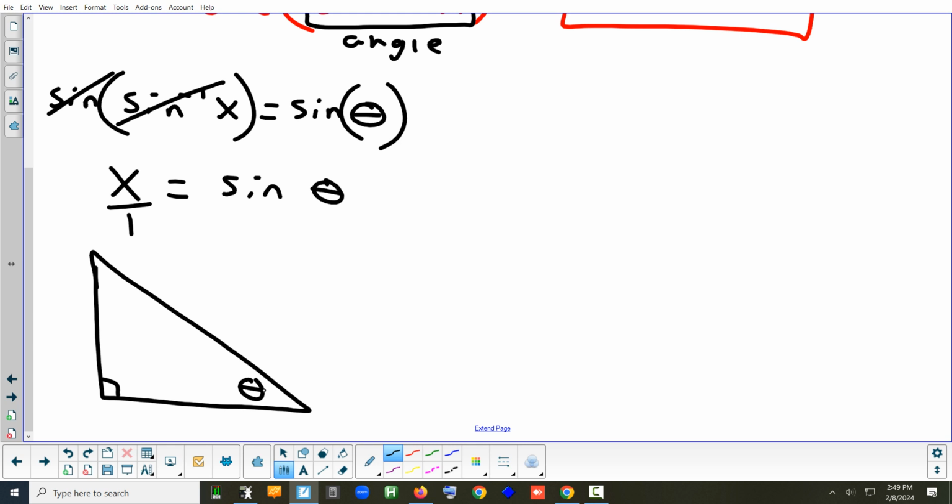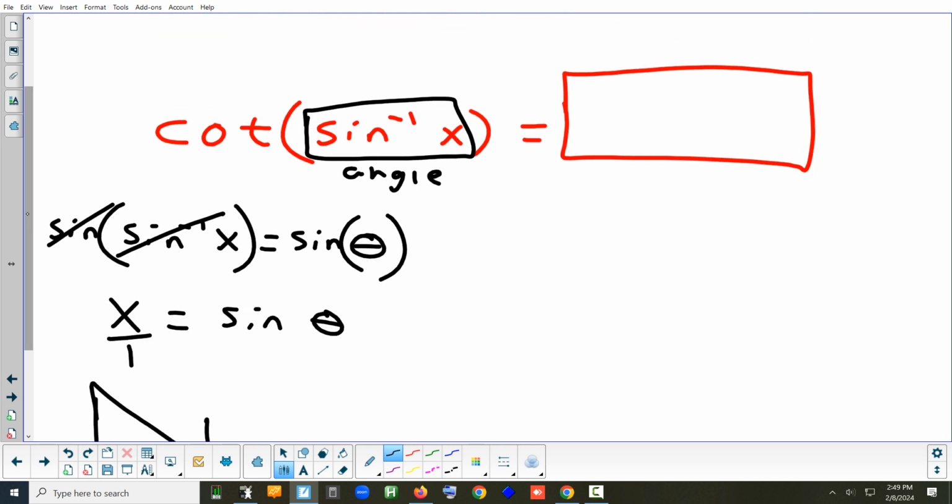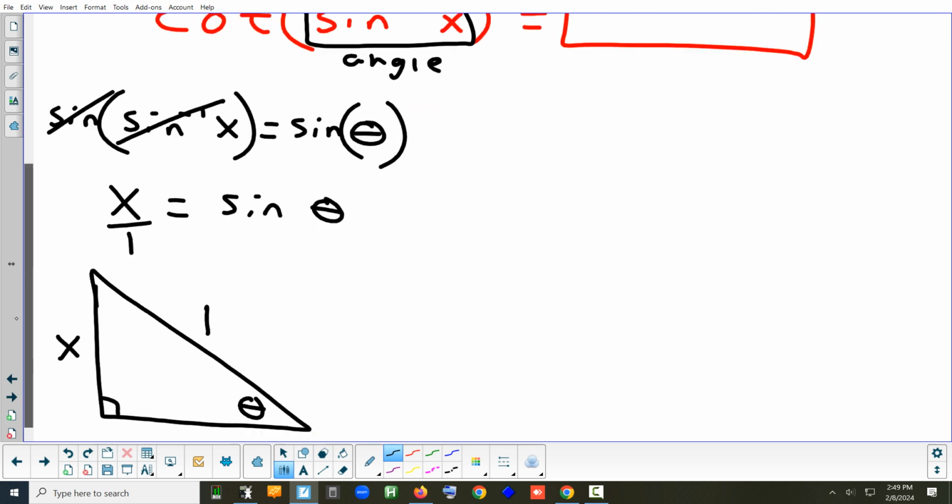They're giving me the sine. When you know sine, what two sides in a triangle is sine? It's opposite over hypotenuse. So opposite is x, and the hypotenuse is 1. Now we've drawn a diagram for what I put that black box around. Now they want us to find the cotangent of the black box, which is our picture.